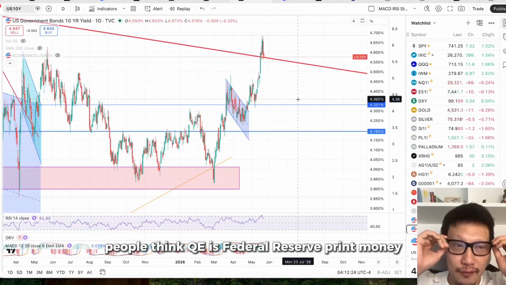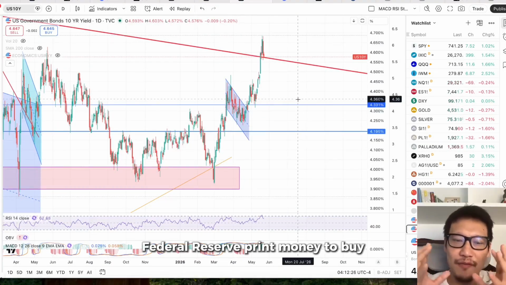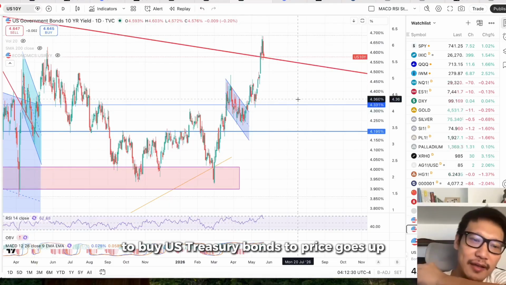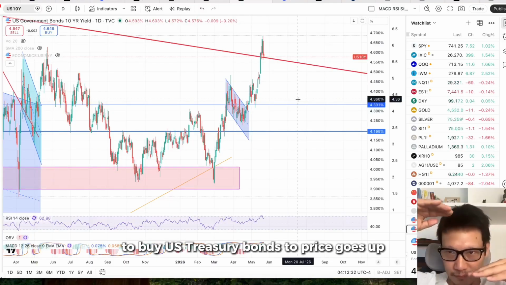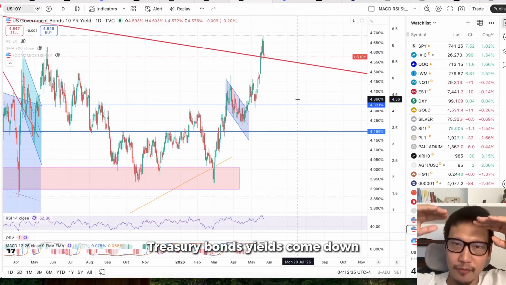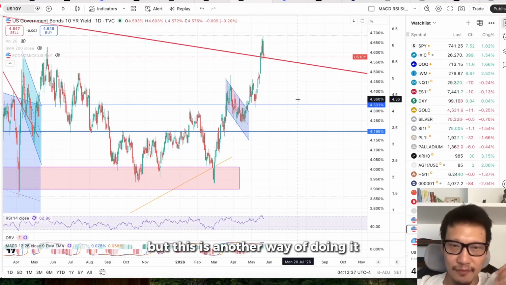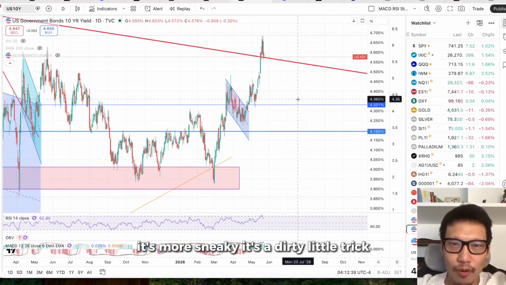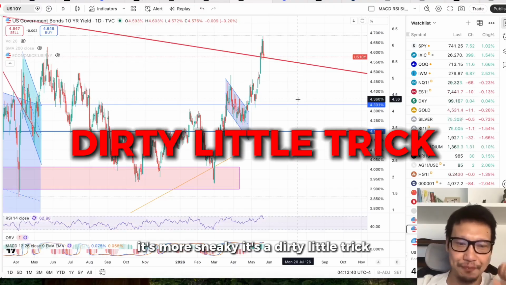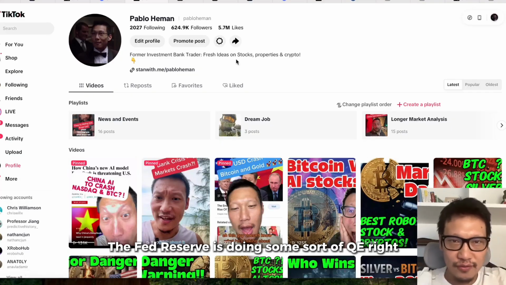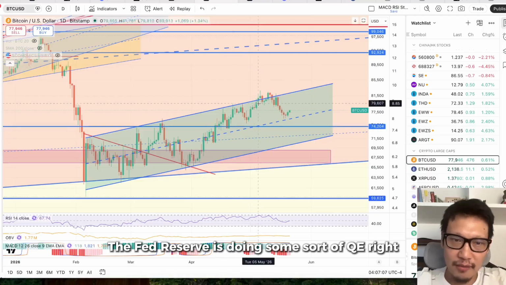People think QE is the Federal Reserve printing money to buy US Treasury bonds. Price goes up, Treasury bond yields come down. But there is another way of doing it. It's more sneaky. It's a dirty little trick. The Federal Reserve is doing some sort of QE, right?